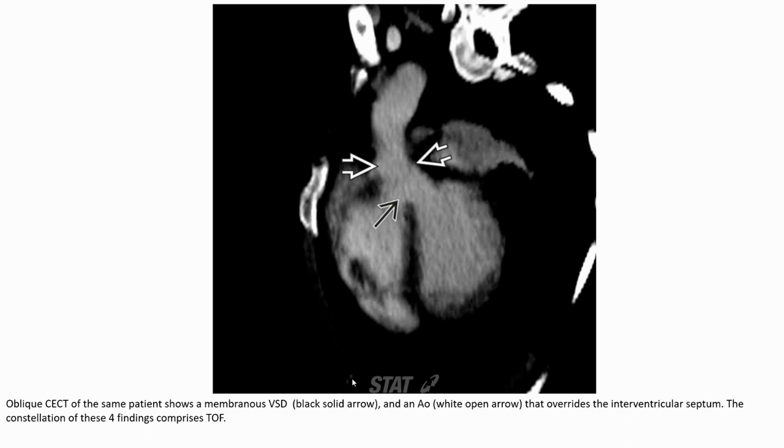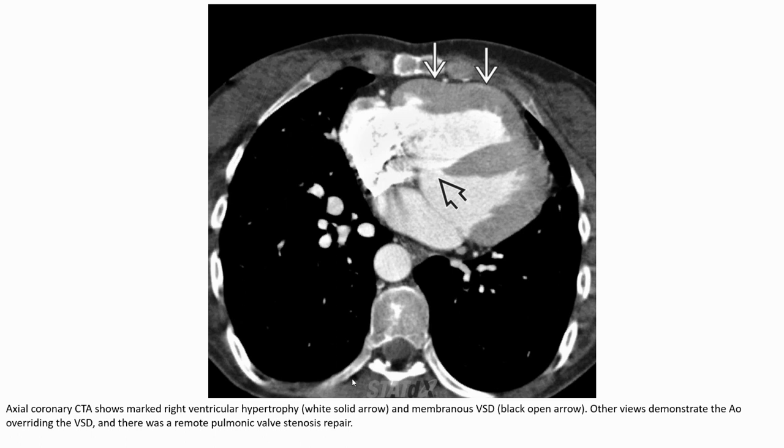Oblique contrast enhanced CT of a patient shows a membranous VSD, black solid arrow, and an aorta that overrides the interventricular septum. The collection of these four findings comprises TOF. Axial coronary CTA shows mild right ventricular hypertrophy, wide slit arrow, and a membranous VSD, black open arrow.